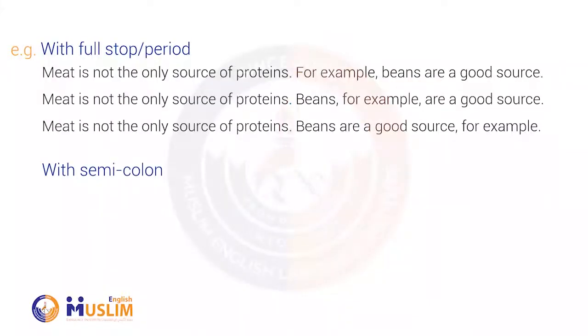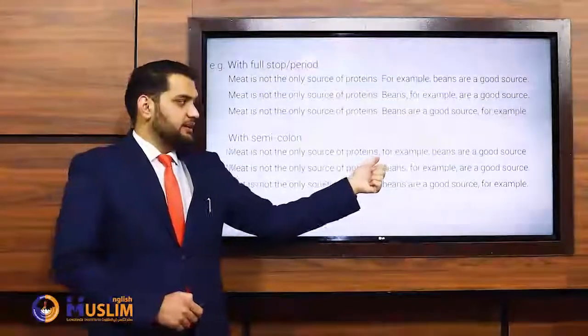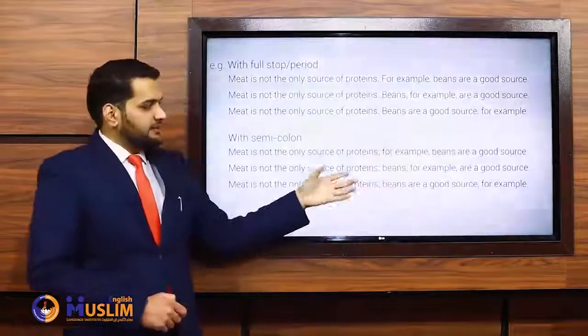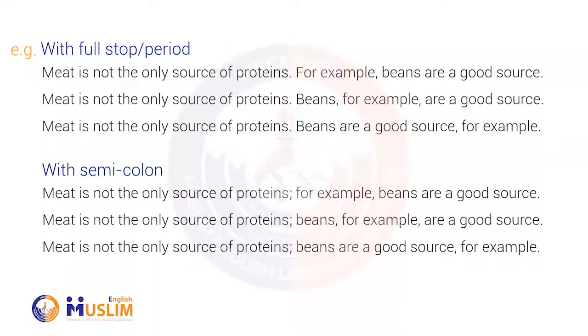Now let's have some examples with a semicolon. Meat is not the only source of proteins, semicolon. For example, beans are a good source. As I told you earlier, after the semicolon, the letter should be small. And then the rest of the cases are similar. Like here, we have, for example, after the subject, and there at the end of the sentence.